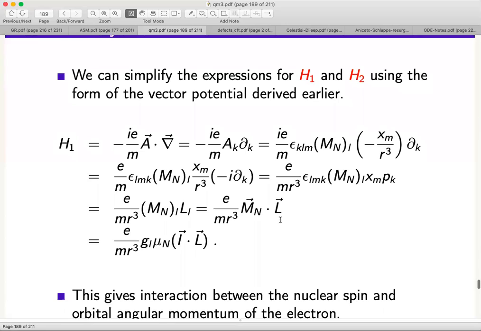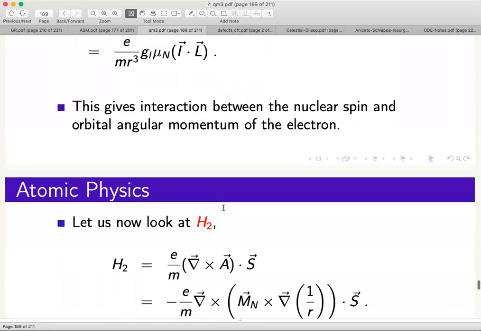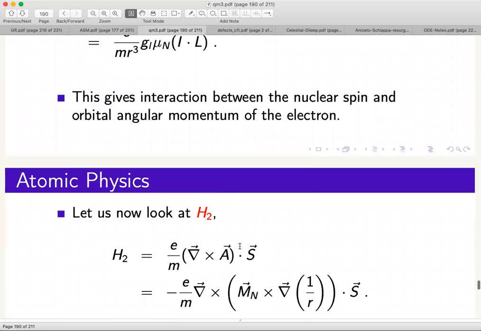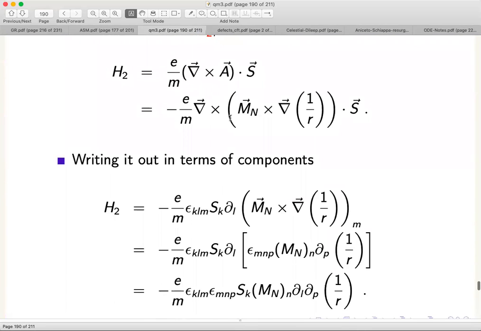Okay. Let's look at H2. This is, of course, the interaction of nuclear spin with the orbital angular momentum of the electron. Okay. This term involves the interaction with the spin angular momentum of the electron. And if we try to massage this expression, we rewrite it again in component form. There are two cross products. So first open this cross product, write epsilon KLM Sk del L times this object with some index M. You open up that expression again and you write down three indexes, of course, M. So you assign index N to this and index P to this, and that is epsilon MNP, Mn with index N and del with index P acting on 1 over R.